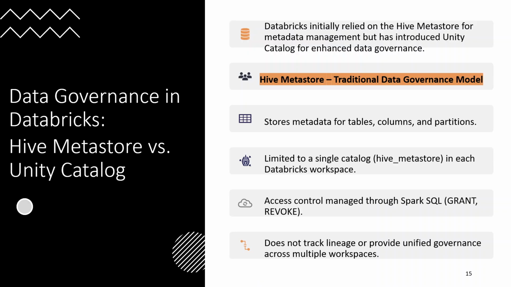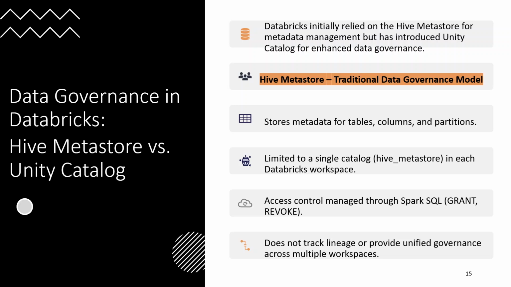So data governance in Databricks, we have Hive Metastore versus the Unity Catalog. Databricks initially relied on the Hive Metastore for metadata management and has introduced Unity Catalog for enhanced data governance. So the Hive Metastore was a traditional data governance model. It stores metadata for tables, columns, and partitions, but it's limited to a single catalog, which is the Hive Metastore in each Databricks workspace. And access control is managed through Spark SQL, but it does not track data lineage, or provide unified governance across multiple workspaces.